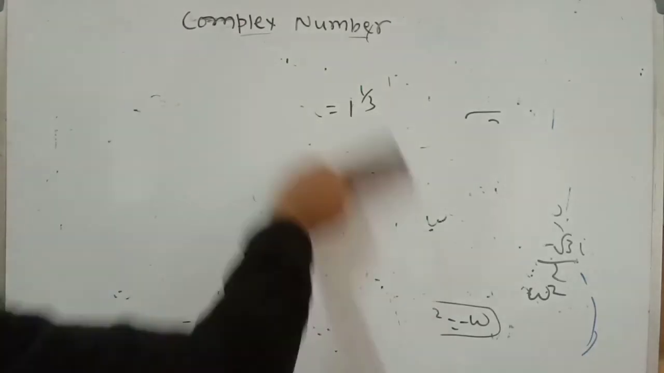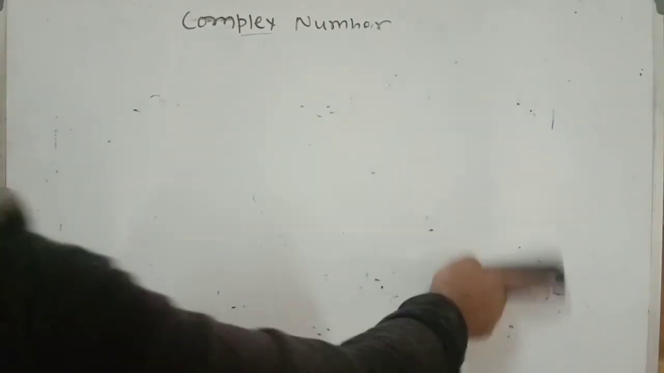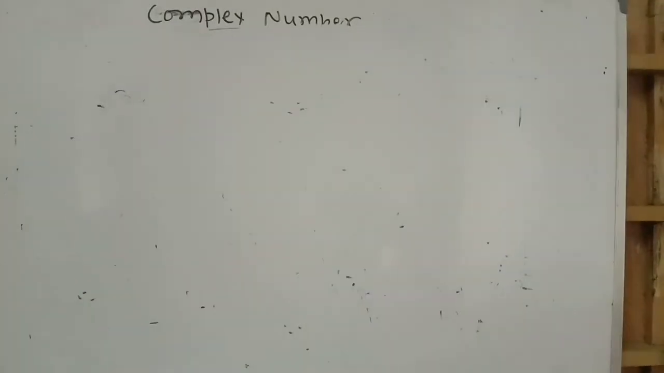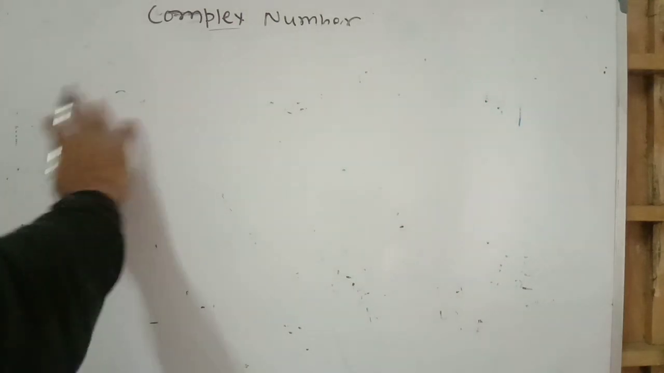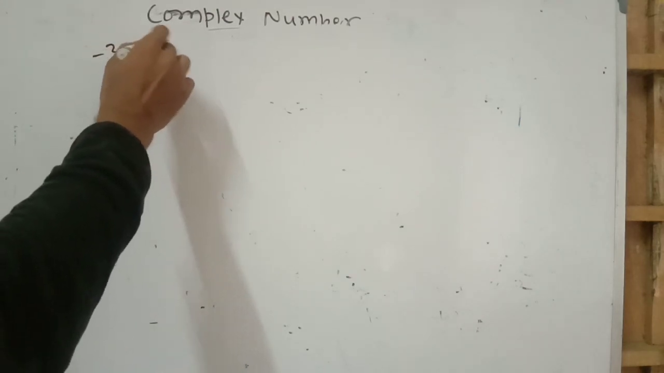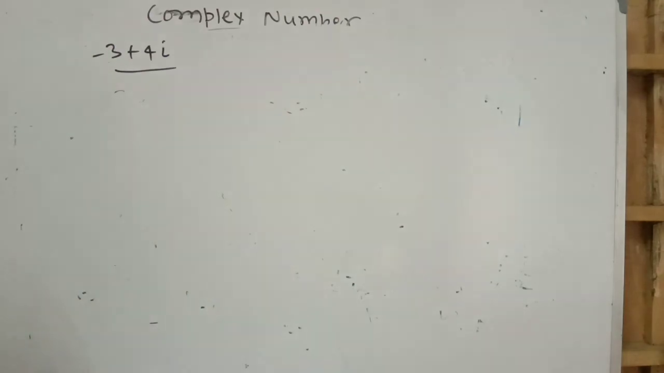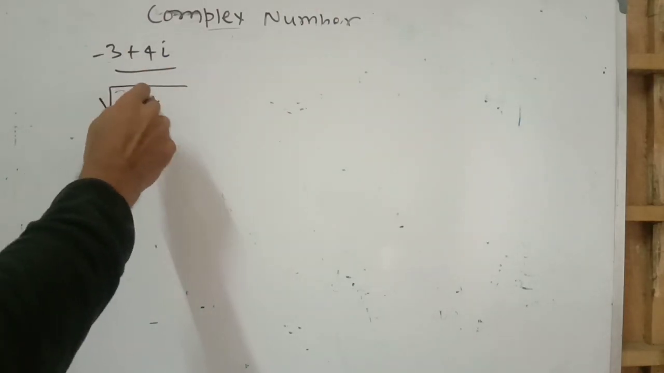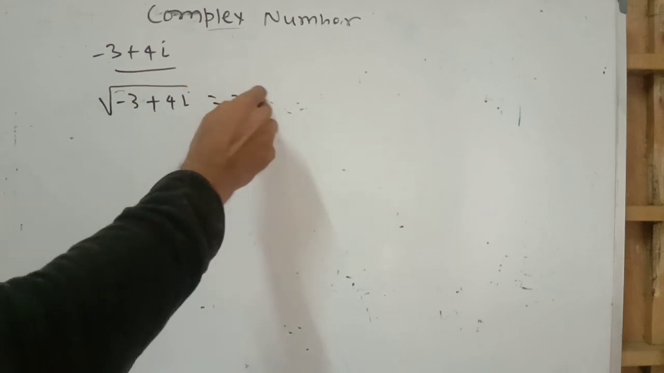After that I am giving one example of a very important topic: square root of a complex number. So let me take an example. Find the square root of this complex number, let's say minus 3 plus 4i. So the question is to find the square root of this complex number. First, we consider the square root to be x plus iy.